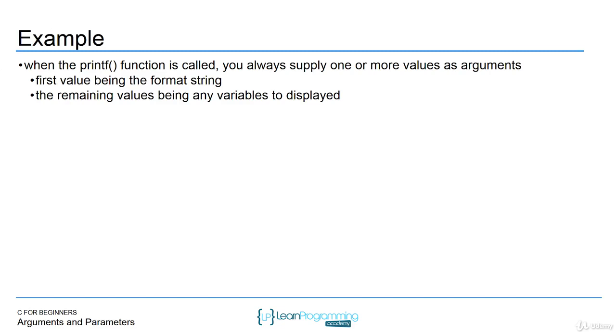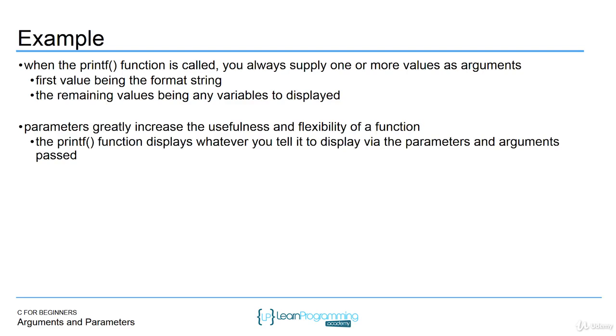Here's an example. When the printf function is called, you always supply one or more values as arguments. The first value is the string inside double quotes. The remaining values are any variables to be displayed. This is actually a function that takes a variable number of arguments, which we're probably not going to talk about since this is a beginner class. That's more of an advanced concept. But the printf function is a good example of passing data to a function, because you're passing multiple sets of data to it, either the string inside the quotes or variables that you want to display.